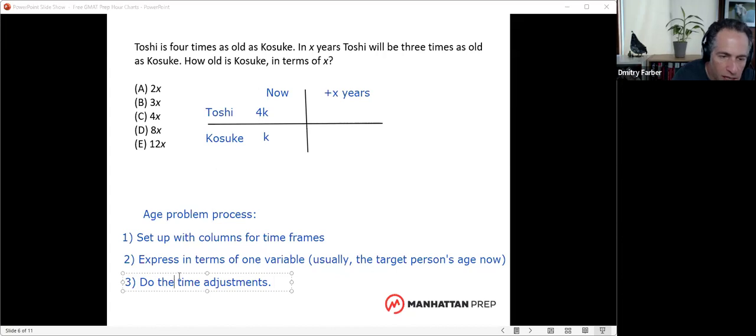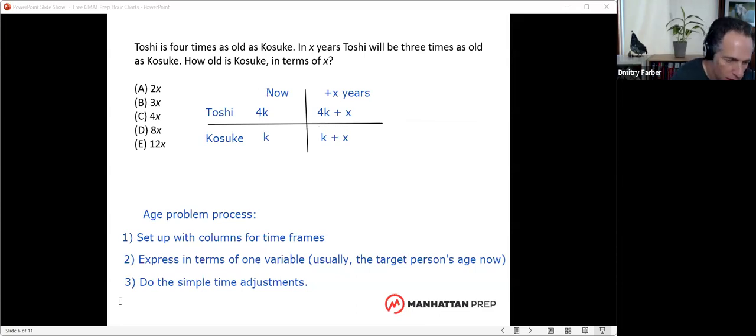You don't have to use any extra knowledge, right? The simple time adjustment. So what I mean by that is, let's say we knew what X was. It was 2 years, let's say. Then we could just say in 2 years, they'll each be 2 years older. If it's 10 years, in 10 years, they'll be 10 years older. That's an easy adjustment to make. I can always add 2 or 10 or even X. Whereas sometimes there'll be something like 5 years from now, Catherine will be 1/3 as old as 5 years younger than that. Save that, right? So just do the automatic adjustment. It's almost like what Excel would do for you. In X years, Toshi will be 4K plus X. And in X years, Kosuke will be K plus X.